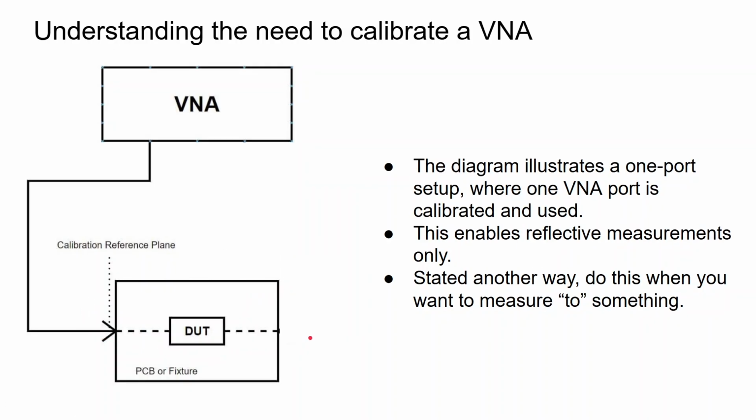Now we can do a one-port measurement where we have only one port involved. This enables reflective measurements only. How well are we interfacing to this point? Are we delivering all our power to the device under test, or is some of it being reflected or has some other problem? Stated another way, we do this when we want to measure to something, not necessarily through something.